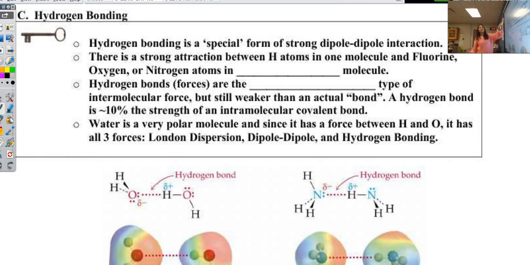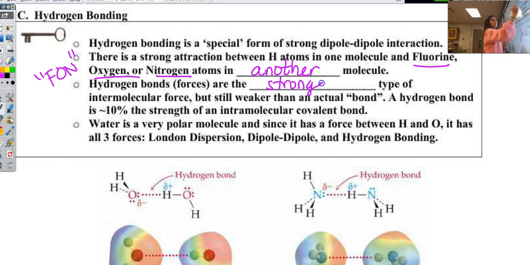Okay, hydrogen bonding, it's a special form. We said that it's with fluorine, oxygen, or nitrogen. I like to say phone, F-O-N. There's a strong attraction between H atoms in one molecule and one of those atoms in another molecule. So just remember that it's two separate molecules. Hydrogen bonds are the strongest type of IMF, but remember what we said, it's only 10% of an intramolecular covalent bond. Water is very polar, and water is going to have all three. It's going to have London, dipole-dipole, and hydrogen bonding. If it has hydrogen bonding, it's got to have all three of them.